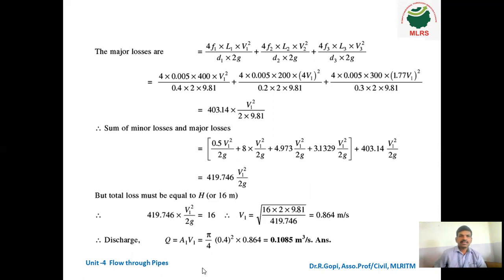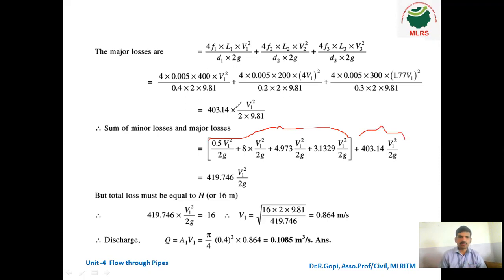Next, the major losses we already found, in terms of 4f1 L1 V1 square, 4f2 L2 V2 square divided by 2gD2, and 4f3 L3 V3 square divided by 2gD3. As per this, we can calculate the equation in terms of V1. Next, the summation of minor losses and major losses. These are all minor losses and this is the major loss. The major loss is common, we calculated.